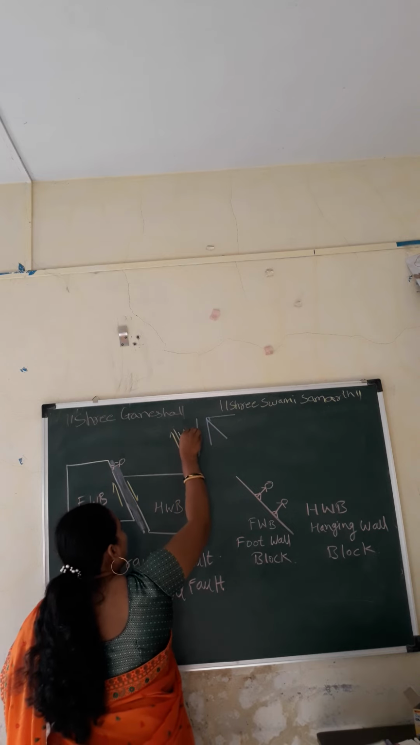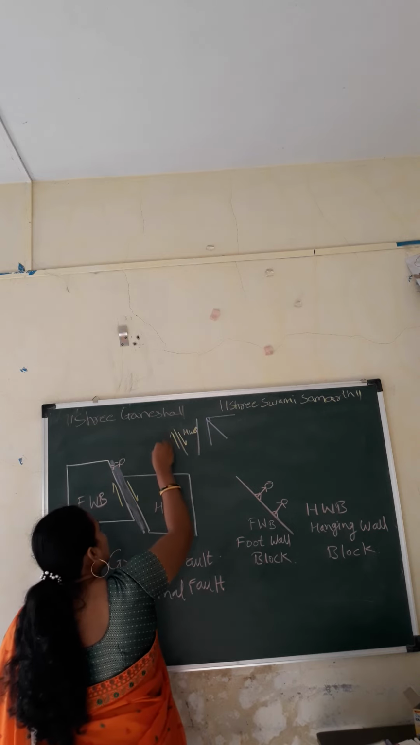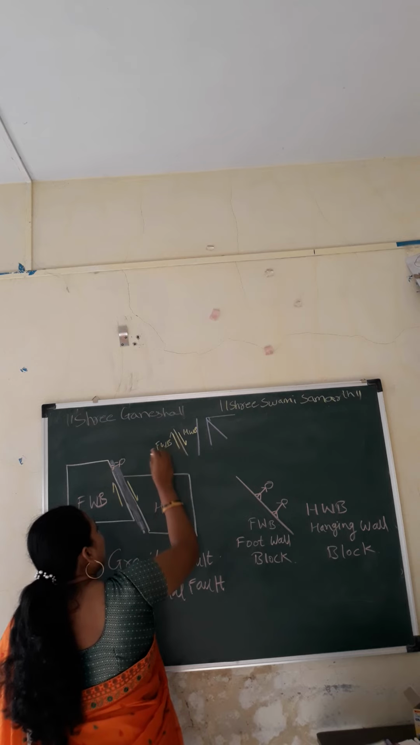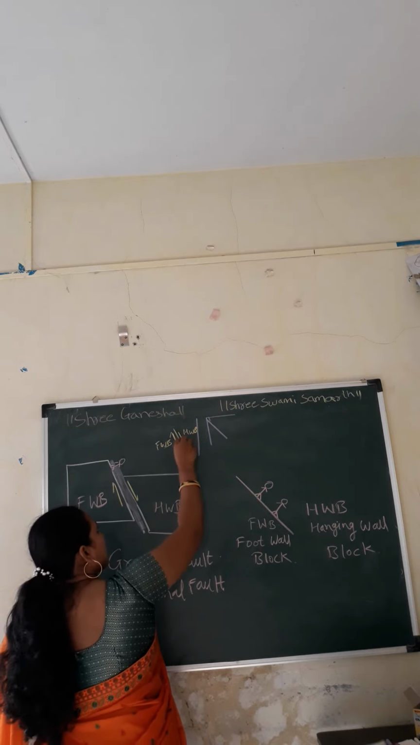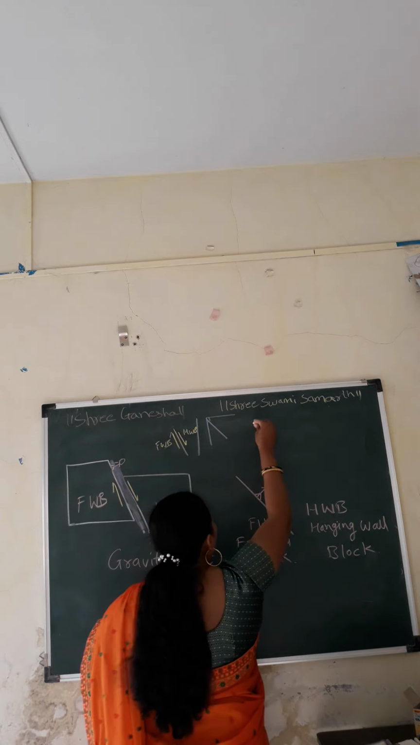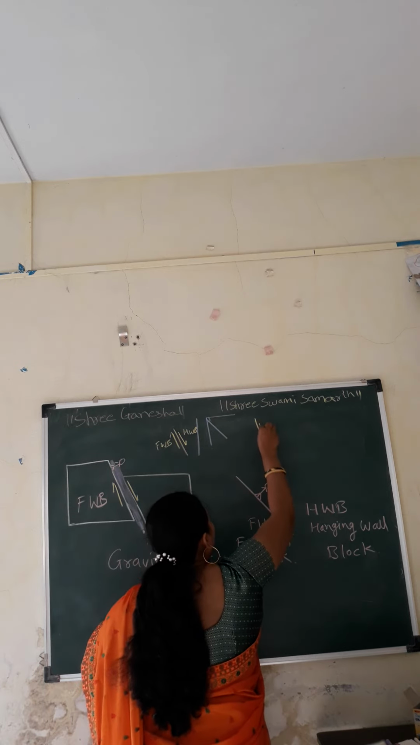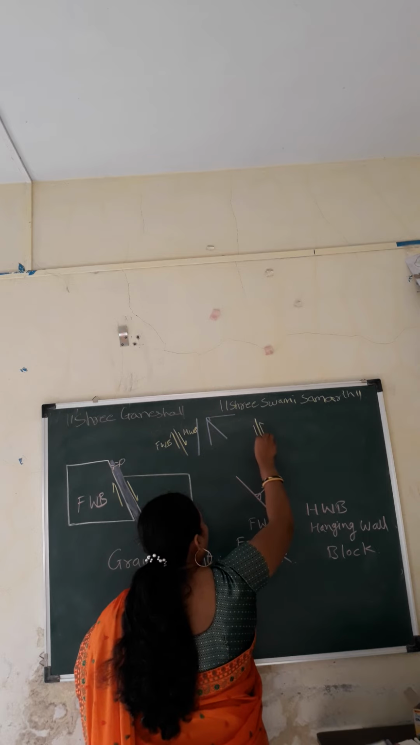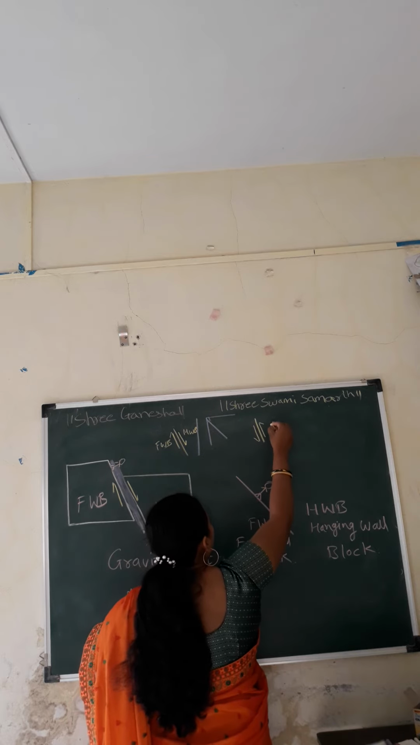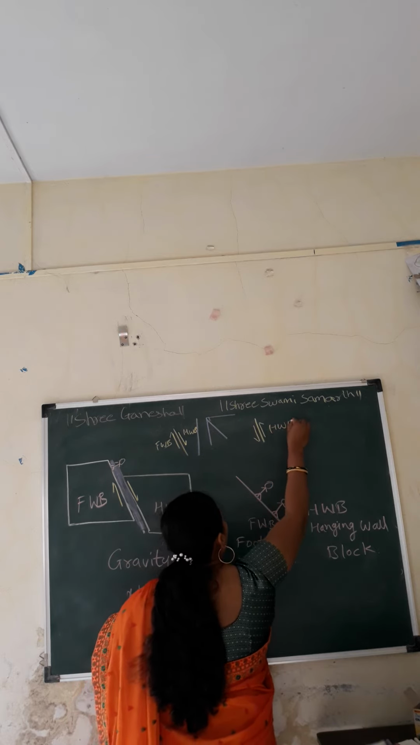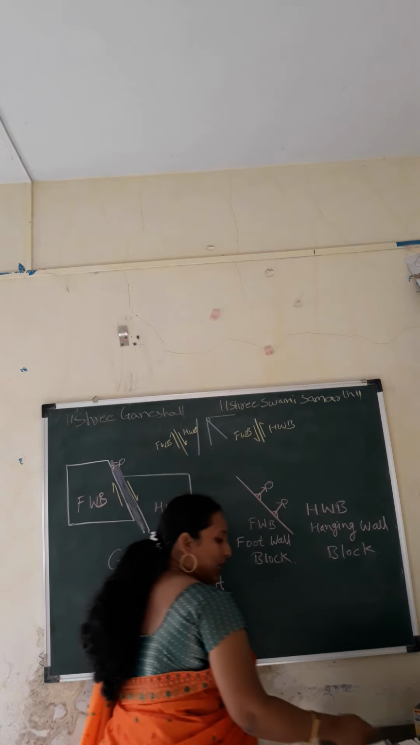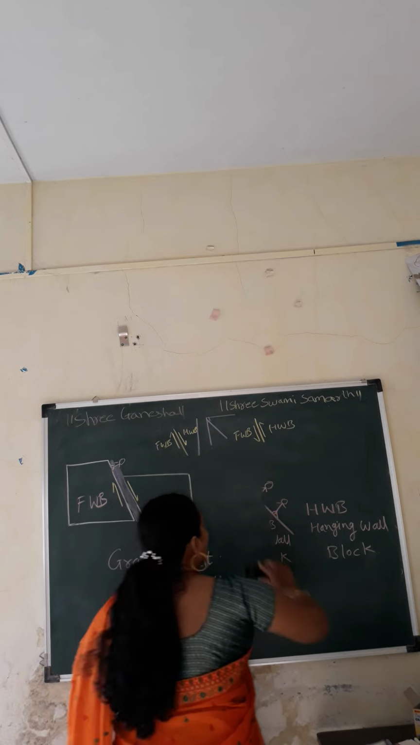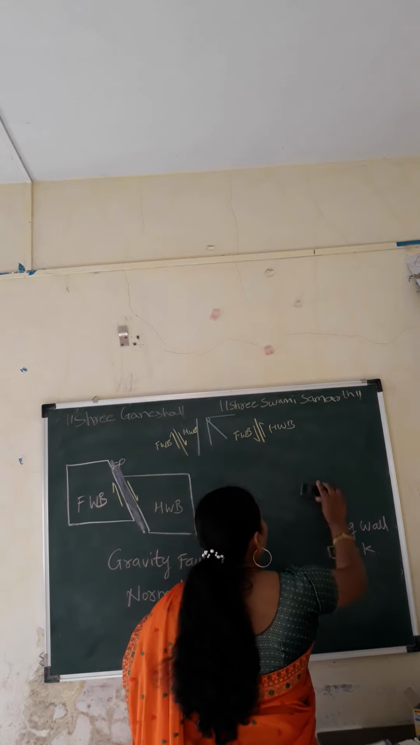When you have the hanging wall block and this is the foot wall block, you get to see displacement where the hanging wall block has come down and the foot wall block has gone up. Otherwise, you have the hanging wall block gone up and the foot wall block coming down. When will this happen? This will happen in situations which are not normal.